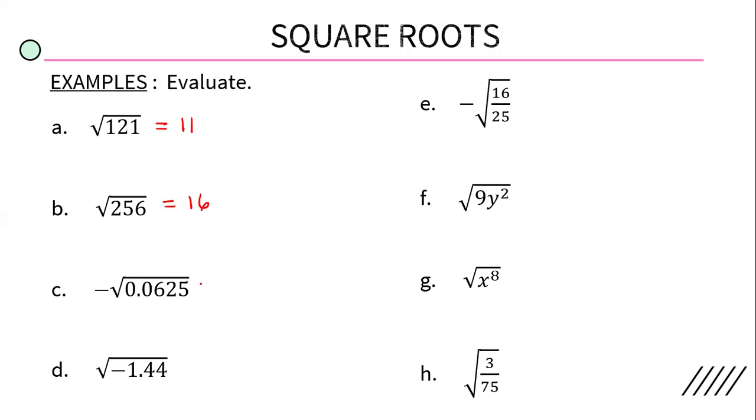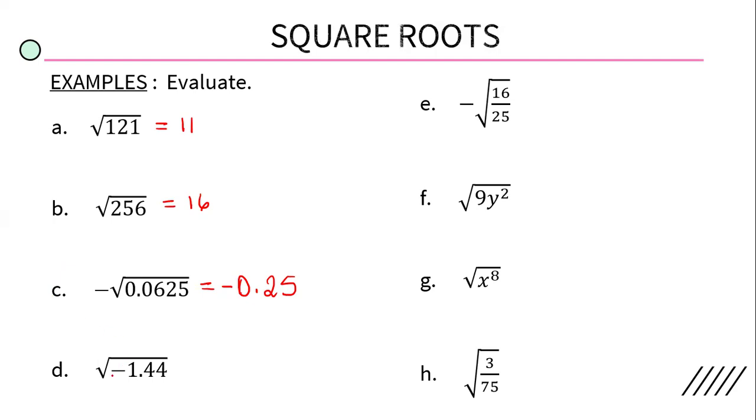Here now we have negative the square root of 0.0625. This negative does not apply to what's underneath the radical. So we put the negative sign first, and then we deal with the radical symbol, and we insert our 0.0625, and that gives us 0.25. So we have negative 0.25.